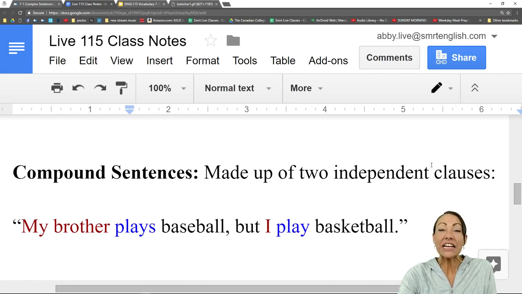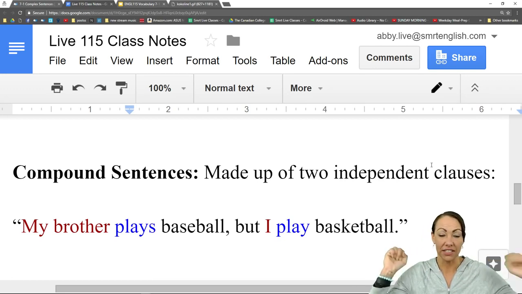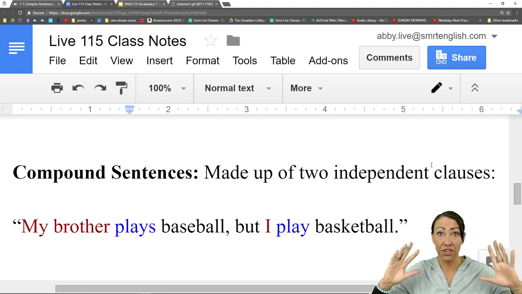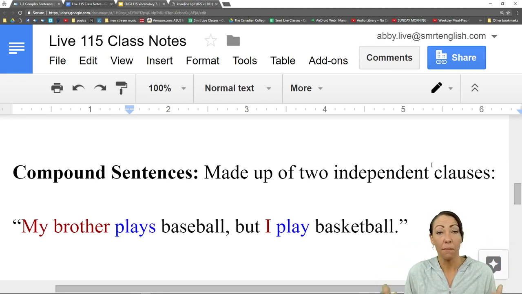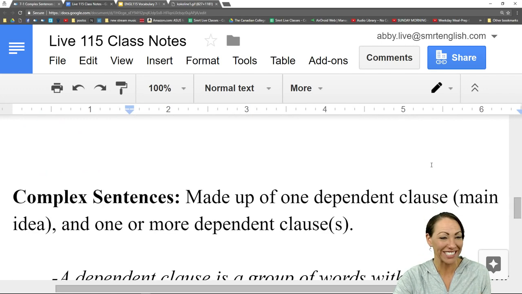Compound sentence, it's made up of two independent clauses. My brother plays baseball, but I play basketball. So my brother plays baseball could be a simple sentence. I play basketball, that's another simple sentence. I, subject, play, verb, basketball, completes a full idea. But when I put those two independent clauses together, my brother plays baseball, but I play basketball. So that's our compound sentences.